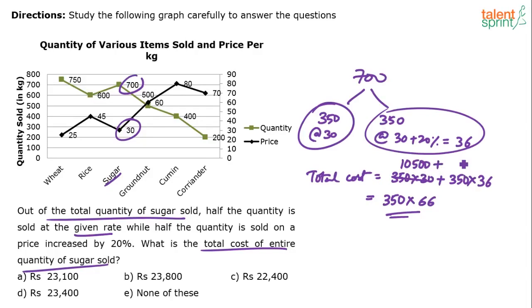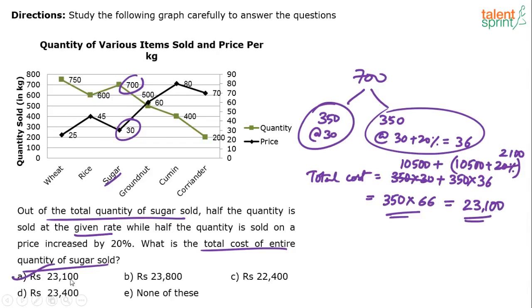Now instead of multiplying by 36, I'll say this is 10,500 plus 20% of 10,500. What is 20% of 10,500? 10% is 1,050. 20% will be 2,100. So the final answer will be 10,500 plus 10,500, which is 21,000. 21,000 plus 2,100. Sorry, 23,100. You're getting it. Even if you do this calculation, you get the same answer. 23,100.